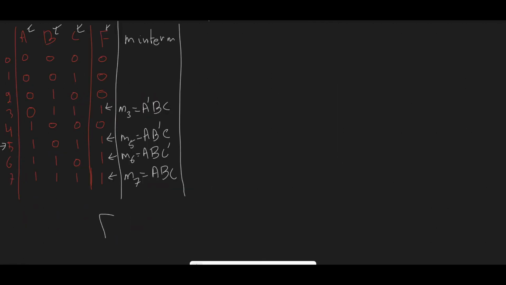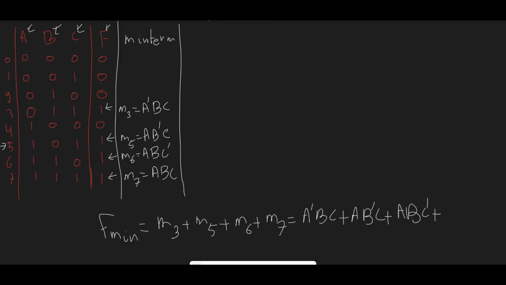Right, F min is equal to M3 plus M5 plus M6 plus M7, which is A prime BC plus A B prime C plus AB C prime plus ABC. In a general form it will be the summation of M3, 5, 6, and 7.